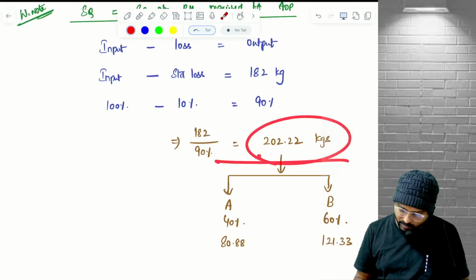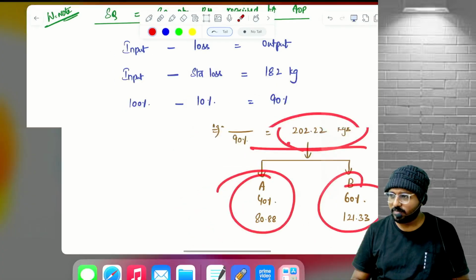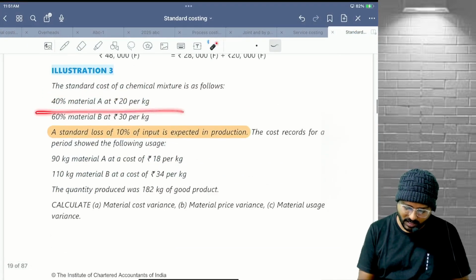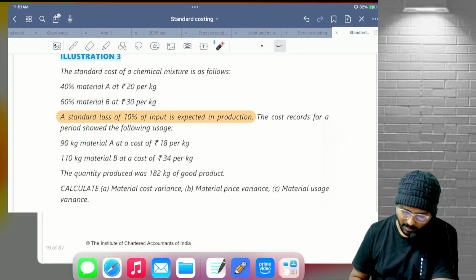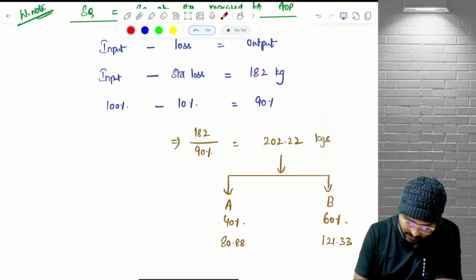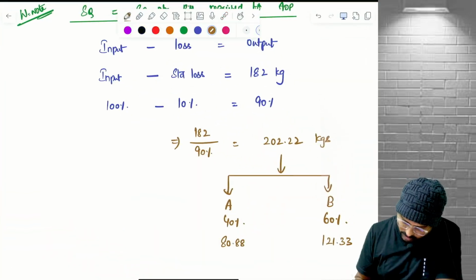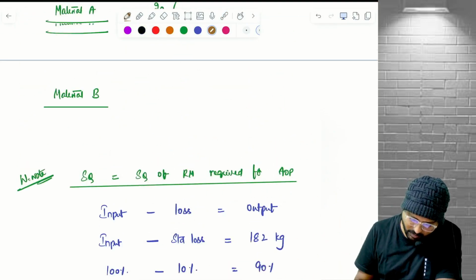I've got it for A and B put together. I know what is A, what is B, because it's given in the question. 40% is A, 60% is B. Done. Now let's take this. Now give me the numbers. A is how much? 80.88.